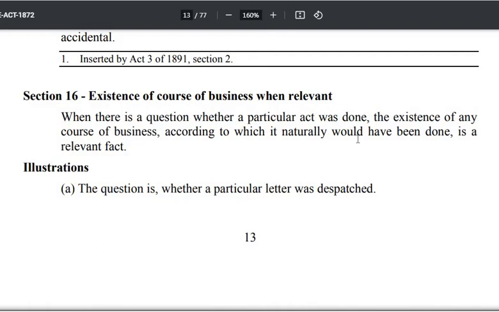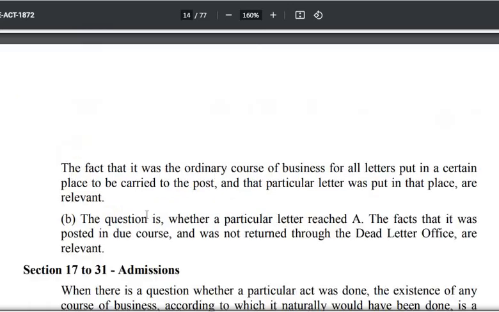अब देखो कई बार एक नॉर्मल कोर्स ऑफ बिजनेस होता है. When there is a question whether a particular act was done, the existence of any course of business according to which it naturally would have been done is a relevant fact. Now, the question is whether a particular letter was dispatched. Dispatched मतलब posted. The fact that it was ordinary course of business for all letters put in a certain place to be carried to the post and the particular letter was put in that place are relevant.